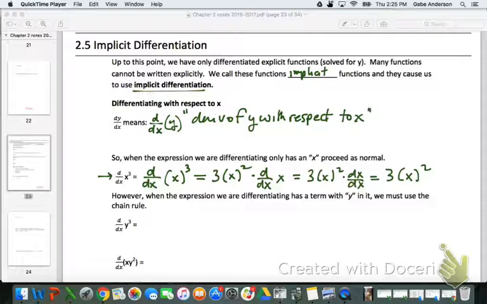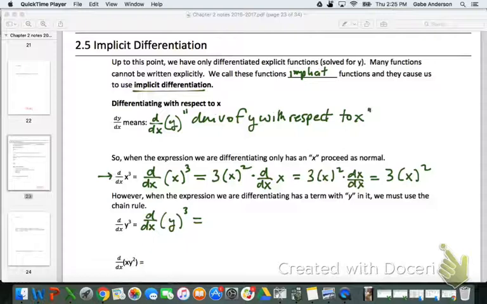So let's take a look at another example. This time it's d dx of y cubed. Now I want you to see the consistency here. I'm going to look at this as d dx of y inside the parentheses cubed, just like we did before. So I'm going to use the chain rule again. Remember, the chain rule has kind of been there all along. It just hasn't shown up until the last section.